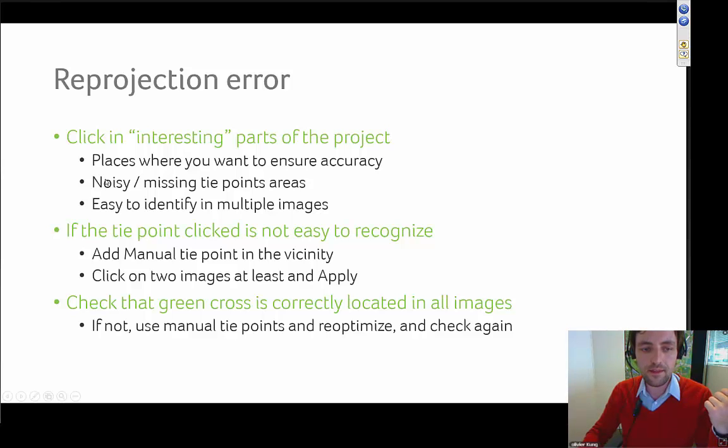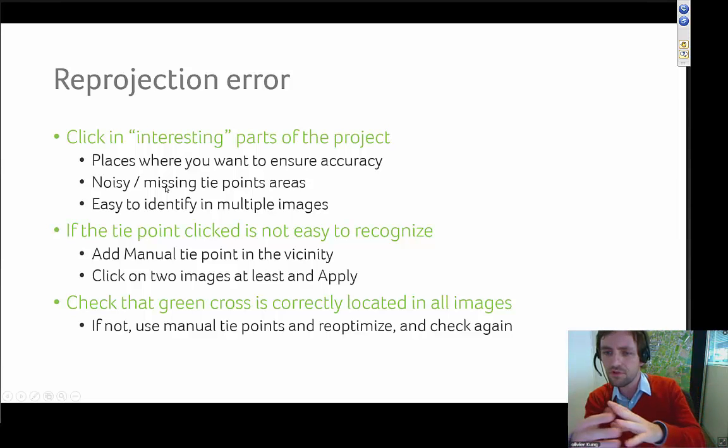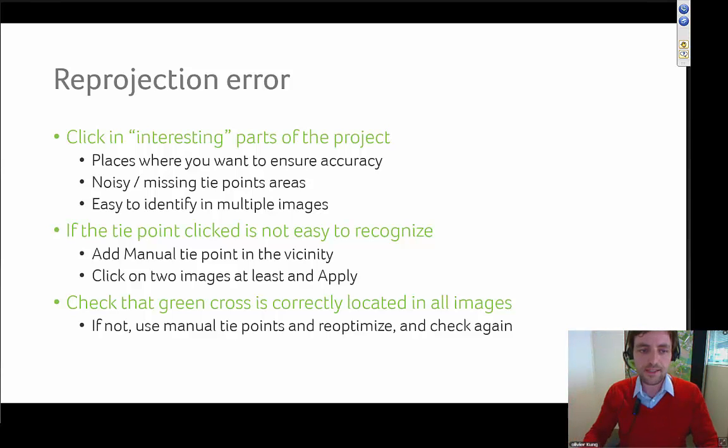Also, when in the project, you see some places which are really noisy and some places which are also missing points, or where the results are not as good as what you would expect, or not as good as other parts of the project. This is definitely parts where you would need to click to have a better understanding of what's happening. Another key thing to know when you are clicking is that it should be pretty easy to identify, because this is what we'll do in the visual check.